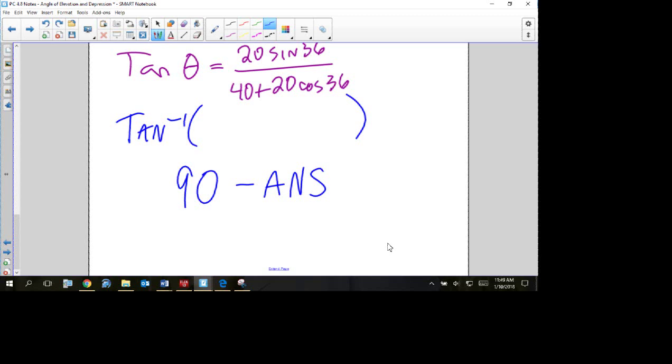I'll put the answer up so you can see if you're typing it in right. I don't remember what the decimal is. So you need to try typing that into your calculator to make sure you're typing it correctly, depending on which calculator you have. If you have the newer ones, you can do a fraction. Here's the newer ones.